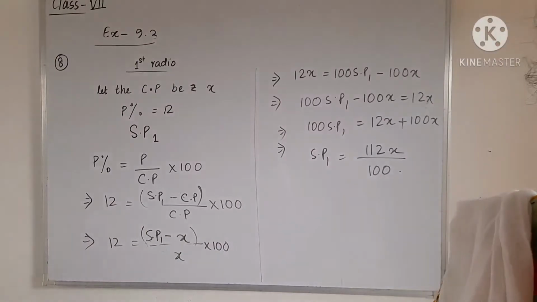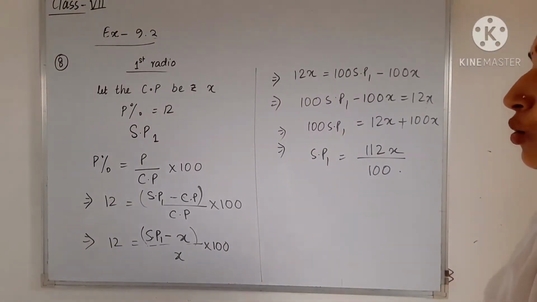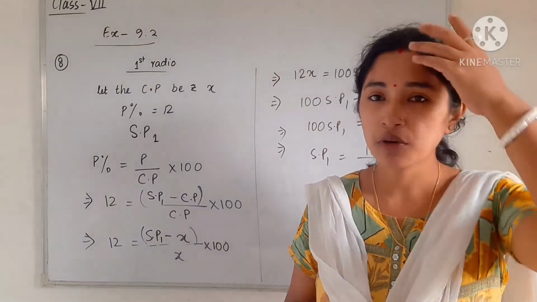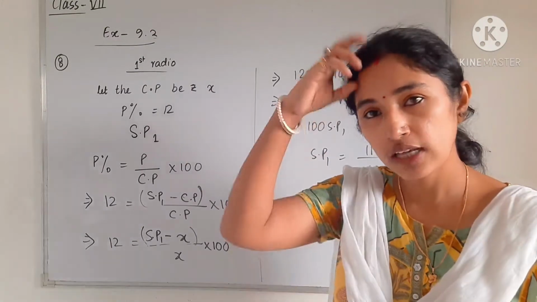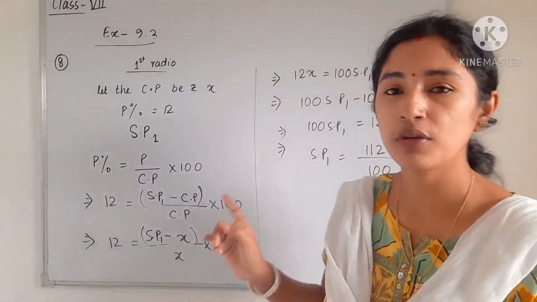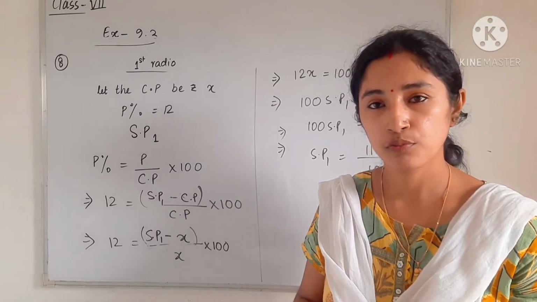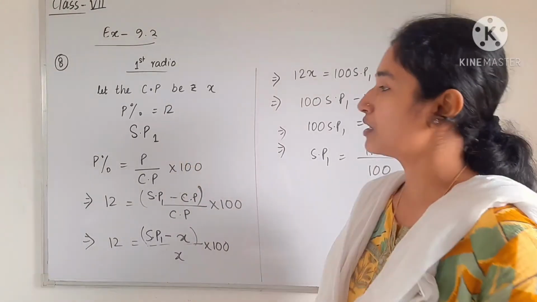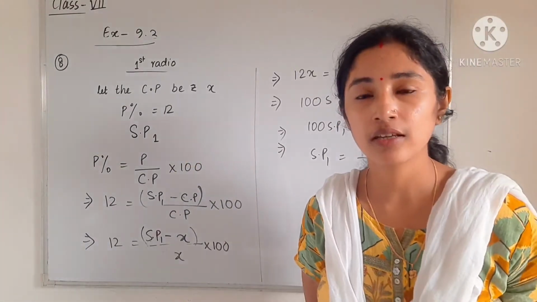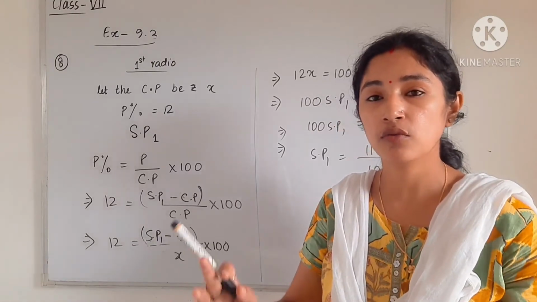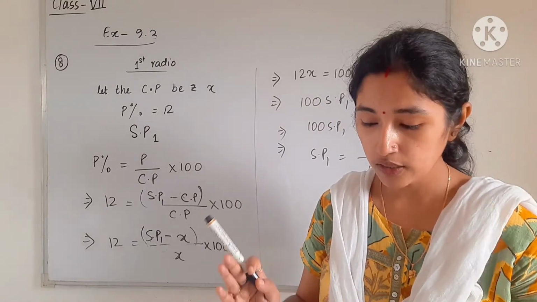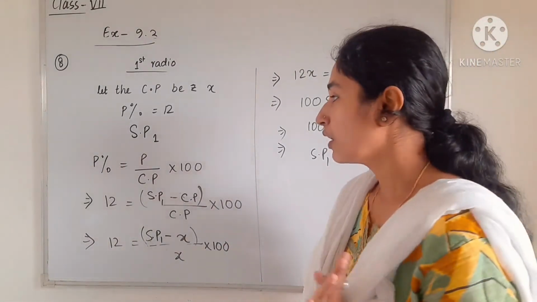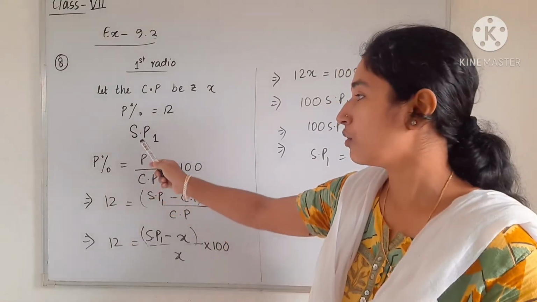So students, see the next question, number 8. It is given that there are two radios and they were bought for the same cost. Okay, that means the cost price is the same in both the cases. So we are taking here the cost price as rupees X, which will be the same for both the radios. The profit percentage for the first radio is given as 12% and SP is not given, but there is a condition given for SP, that is the difference between the selling prices of the two radios is 125.